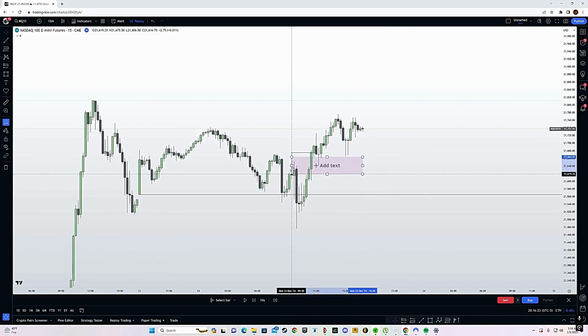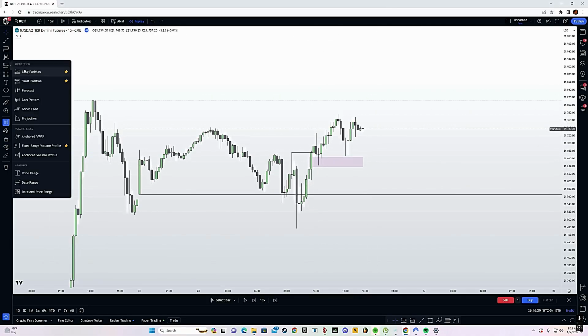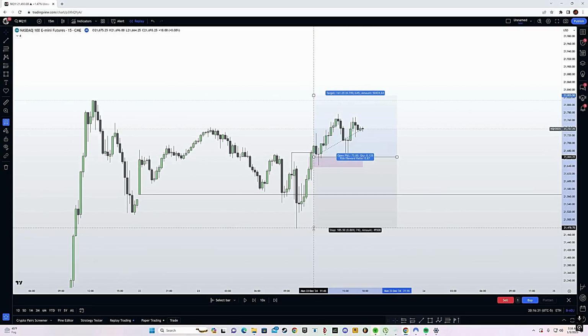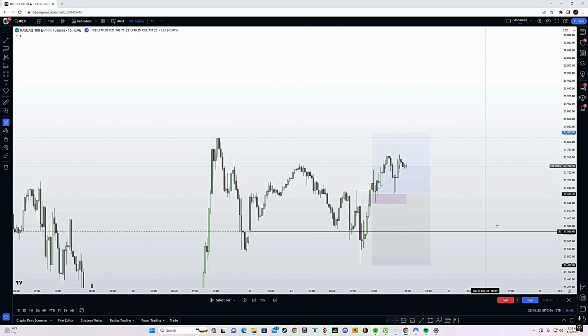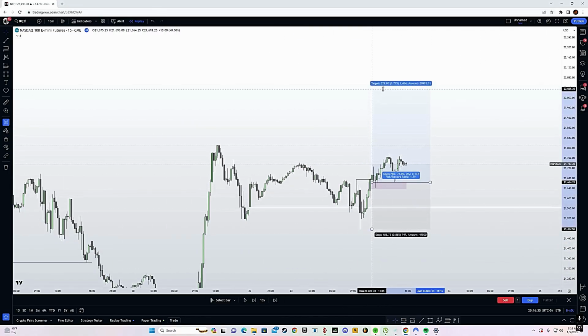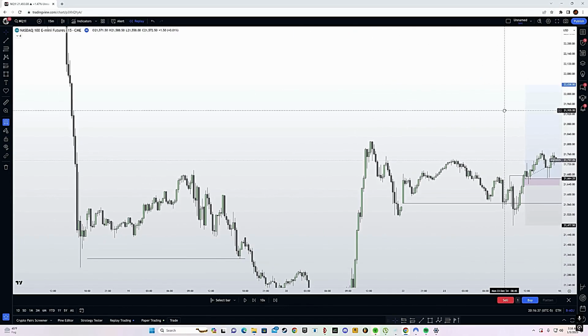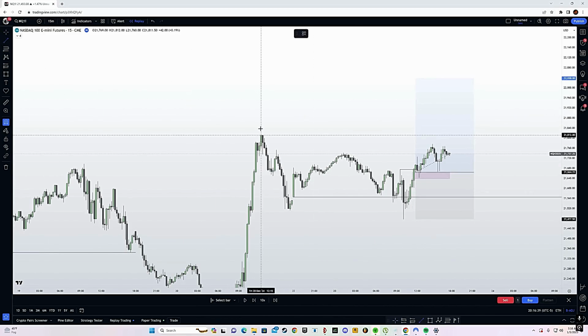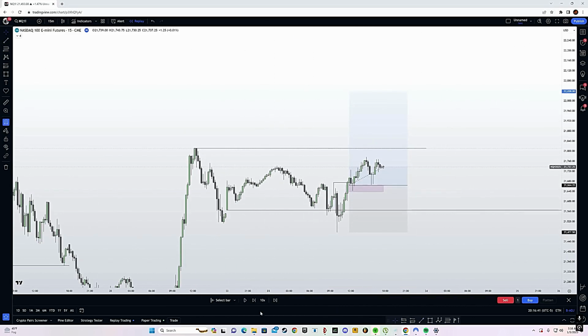Right? Then, what do we have here? Kind of a breaker block, if you would say. Right? Or there's a fair value gap. This could be your entry. Stop could go over here, no problem. If the stop is big, it doesn't matter, right? And you go for 1 to 2, even though you're going to go break even at around this level.